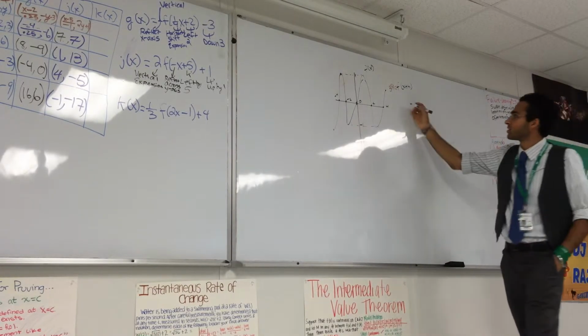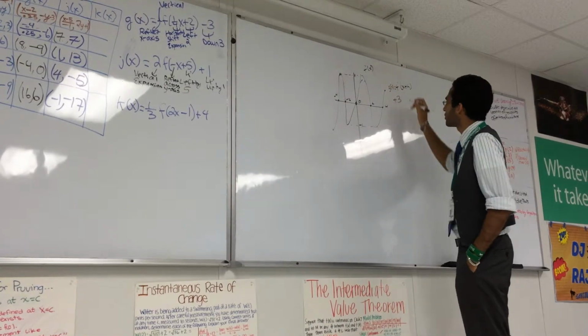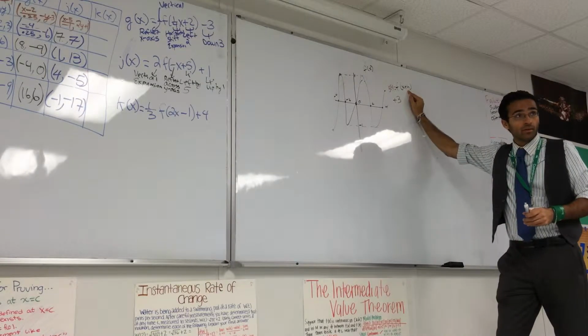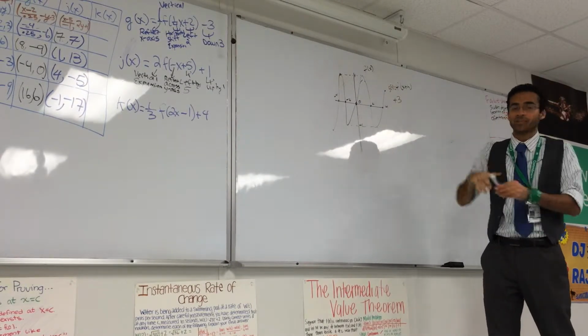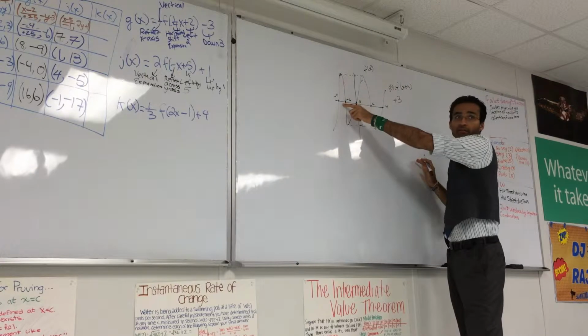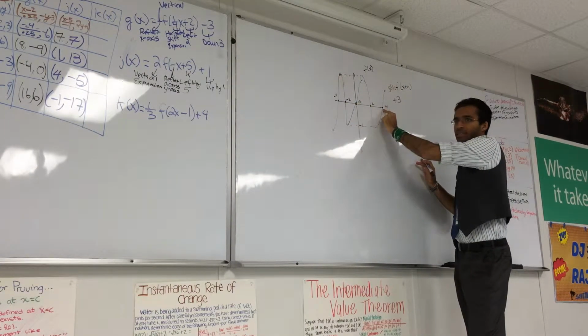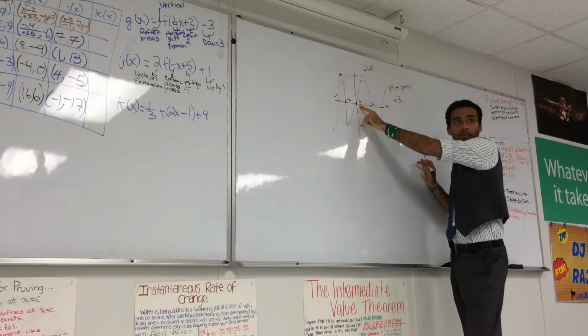So you're saying +3. Let's see. If h is +3, what's going to happen? That means it's going to say x plus 3, so I'm going to shift left by 3 units. So this root goes to -3. This root goes to -1. But this root is still going to be at +1.